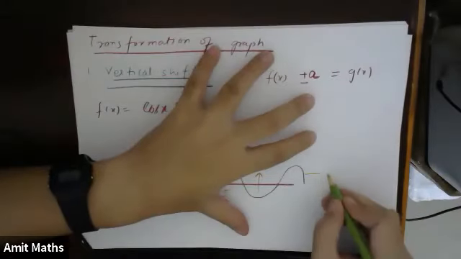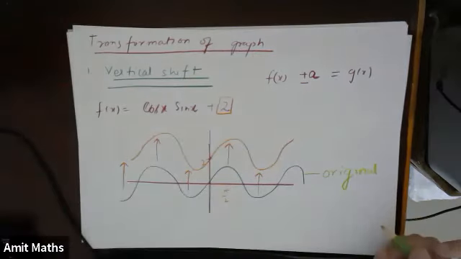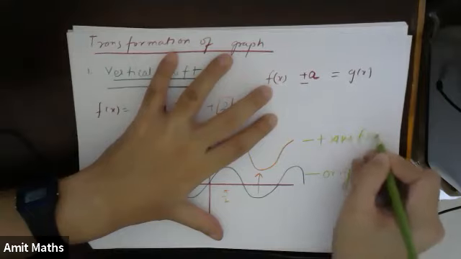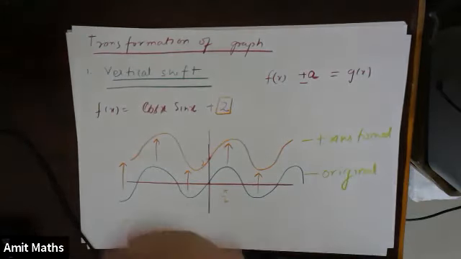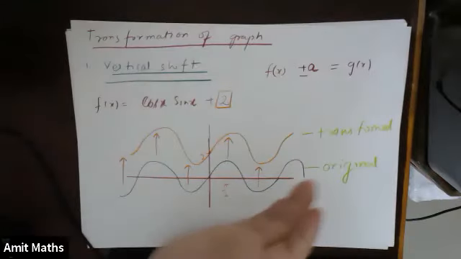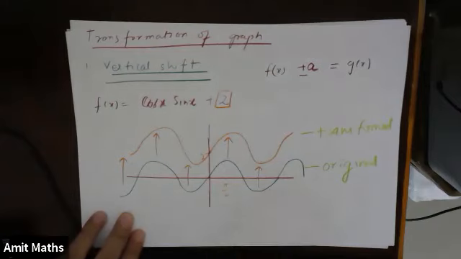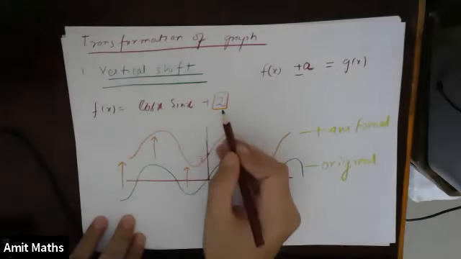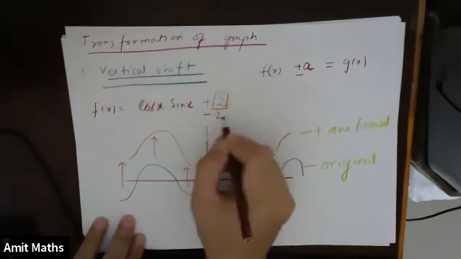This was the original. And this is my transform. Now in this case, the transformation is occurring in the positive direction. That means it is moving upward. And why is it moving upward? Because I've added 2.